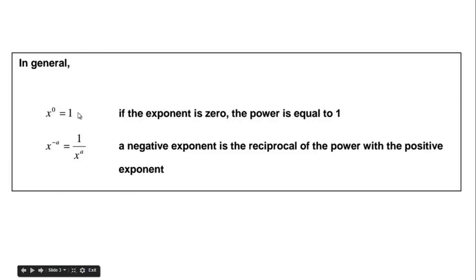In general, anything to the power 0 is actually 1. The only case that we don't get this is if we do 0 to the power 0. You get a whole bunch of people saying 0 to the power 0 is 1, but you say, well, 0 to anything is 0. So the case here we say is undefined if x equals 0. So x cannot equal 0 here.